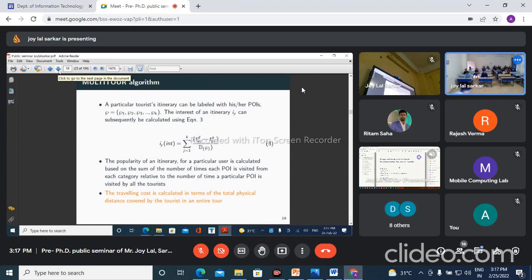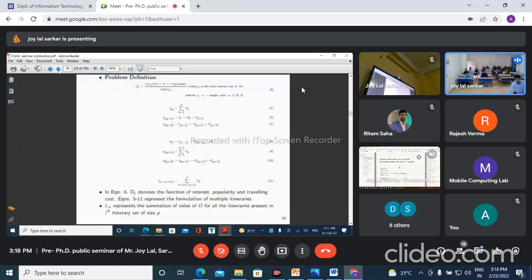So this is all about the parameters I have used in the multi-tour algorithm, and this is my problem definition. You can see that this is the alpha weightage parameter. This is my interest calculation, which I have already discussed, and this is popularity. These two functions should be maximized, and this cost should be minimized. And these are our weight parameters.